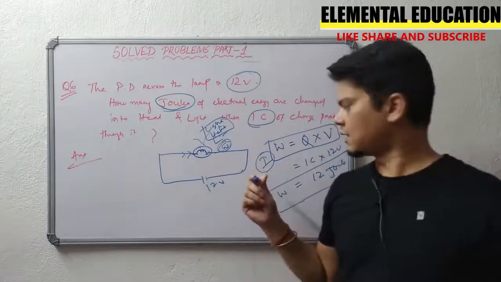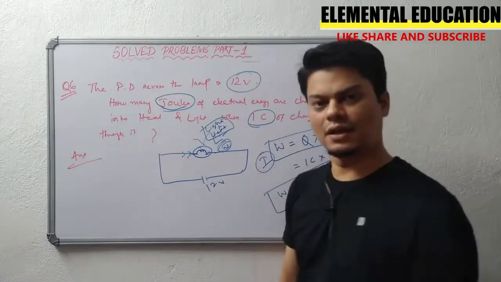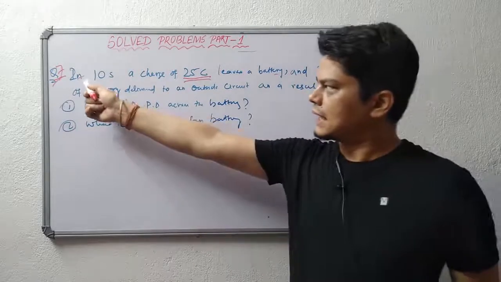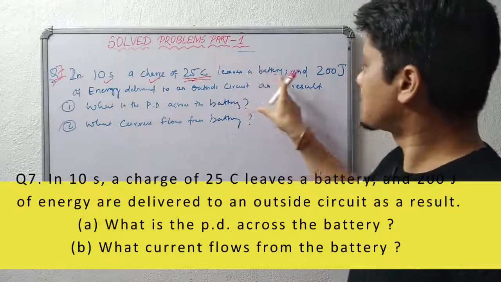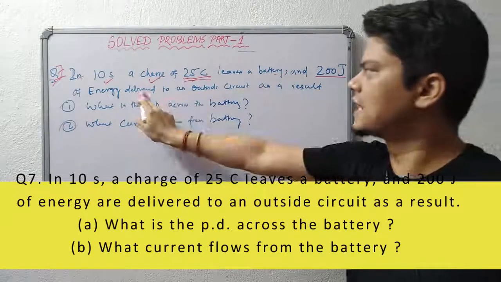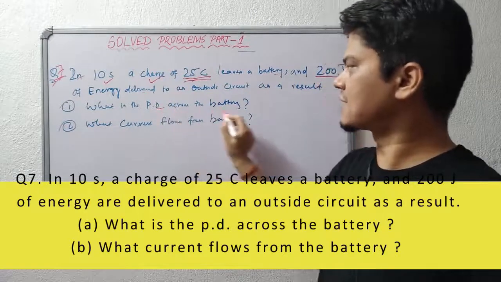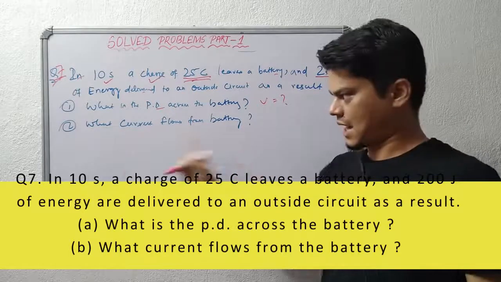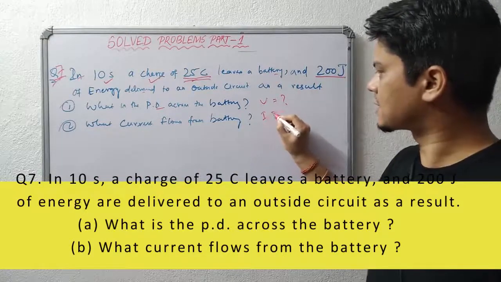I hope you understood this question as well. So now let's move to another question. Similar questions. So guys, question number 7 is, in 10 seconds, a charge of 25 coulombs leaves a battery and 200 joules of energy is delivered to an outside circuit. As a result, what is the potential difference across the battery? We have to find what is the potential difference across the battery and what is the current that flows from the battery.